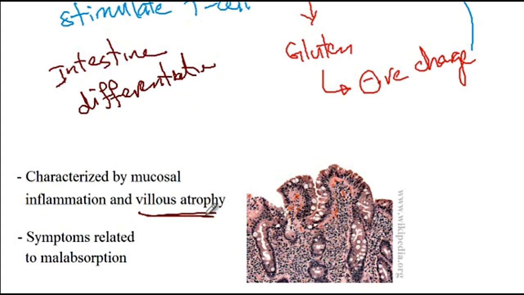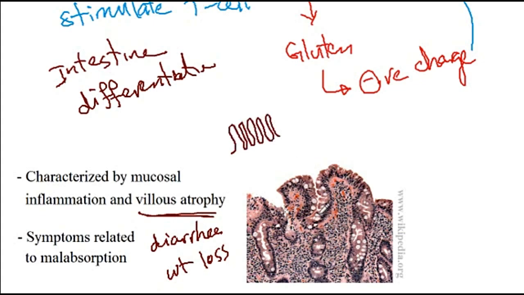Due to the villus atrophy, these patients generally present with symptoms that are related to malabsorption, like for instance diarrhea, steatorrhea, as well as weight loss. And so here is an example of histology of celiac disease. You know how the villi in the duodenum as well as the jejunum should be like this. And here you can see how there has been villus atrophy with celiac disease.